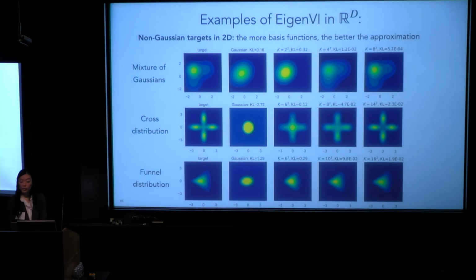So here are just some examples of applying ADVI in a couple 2D targets. So in the first column, I'm showing a bunch of different target distributions that are highly non-Gaussian. So the first one is a mixture of Gaussians, the second one is a cross distribution, and the last one is a funnel distribution. In the second column, I'm showing the Gaussian fit that you obtain from doing batch and match with the Gaussian family. And finally, the last three columns are showing ADVI with increasing numbers of basis functions. And so the basic message is the more basis functions we have, the better approximation we can get to the target distribution.